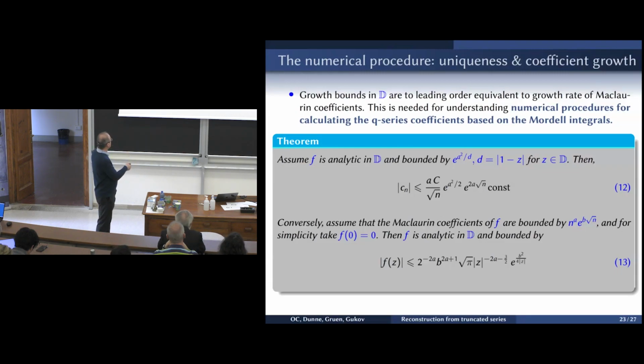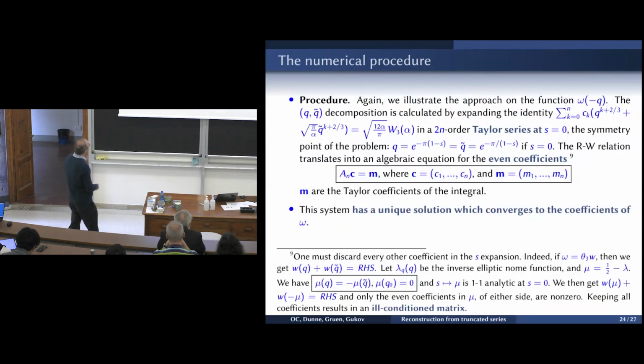So in both directions. You write the coefficients by the Cauchy formula, and then you see the saddle points of that problem. You do a saddle point analysis, and you get asymptotics of the coefficients, and essentially you can go vice versa. This is crucial in the numerical procedure. What does that do?